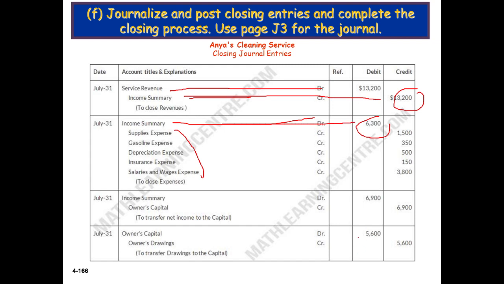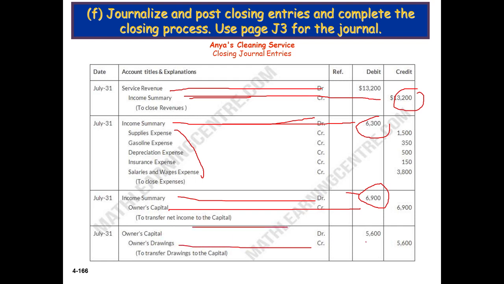After balancing, the credit balance is our net income, the balancing figure 6,900. So net income goes to owner's capital. That means income summary closes to owner's capital: owner's capital will be credit and income summary will be debit. And now drawing: drawing closes to owner's capital, so drawing will be credit and capital will be debit here.